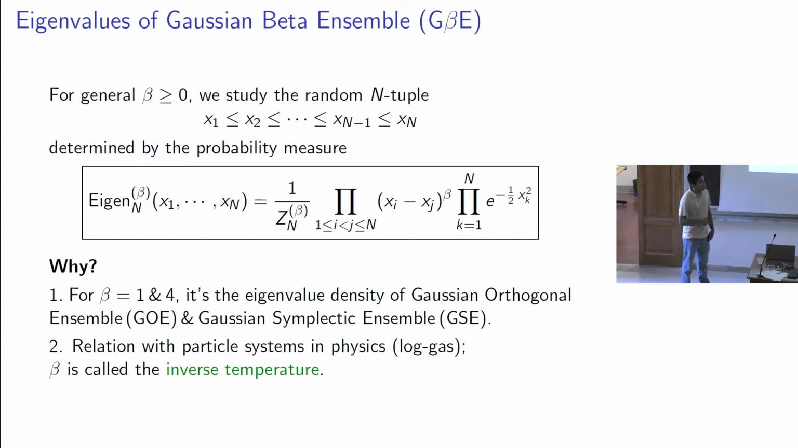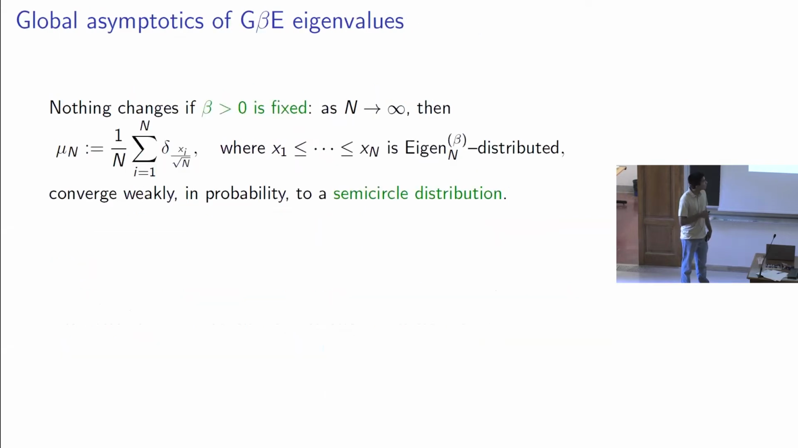Okay, so now you can see that in this talk I will talk about high temperature. So the parameter beta will converge to 0. That will mean that the temperature converges to infinity. But more on that a little bit later. Okay, so I will study this probability measure.